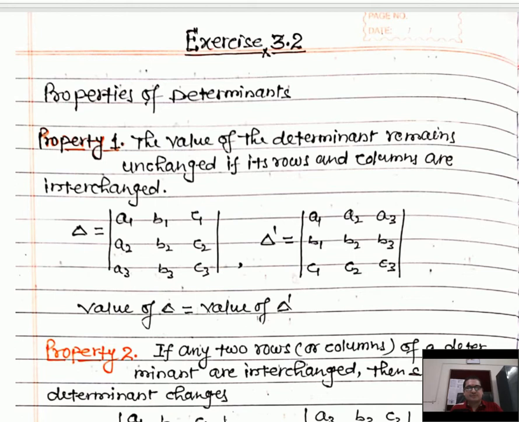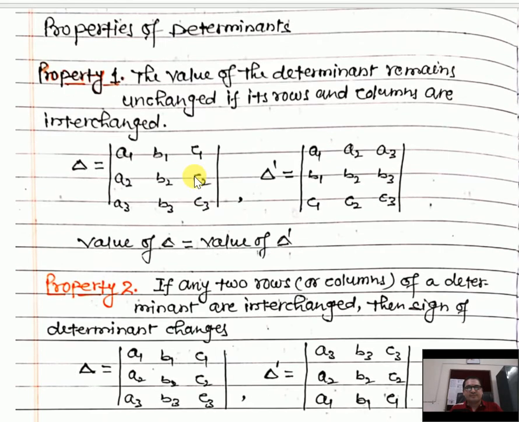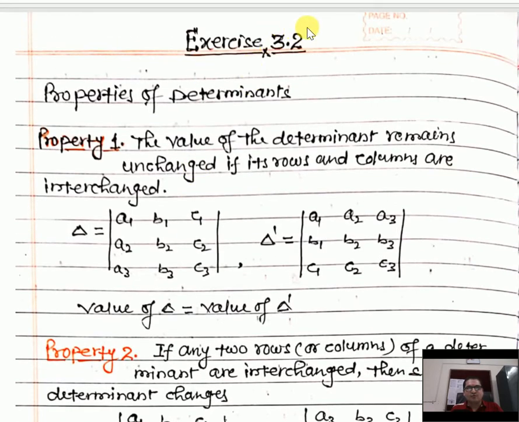Today's topic: determinants. We have done 4.1. Now we are going to do 4.2. By mistake I have written over here 3.2. It should be 4.2.